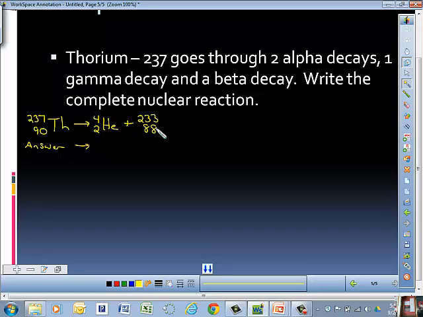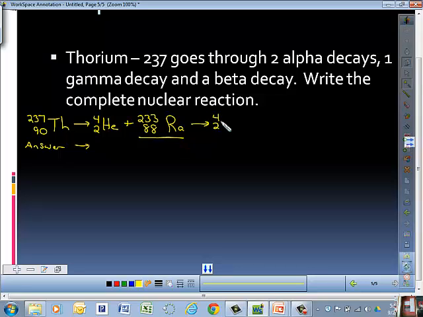So I need to look up on the periodic table. The element with an atomic number of 88 is going to be radium. So again, you look at your periodic table, find atomic number 88, and that's going to be radium. All right, so now we're working with this. It says we have another alpha decay. So that's again going to be a 4,2 He.